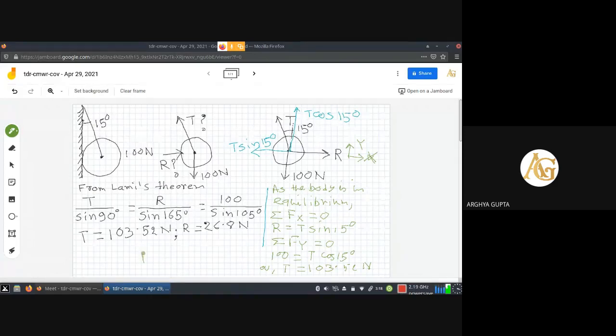So R is equal to this multiplied by sine 15, 26.7, approximately 26.8. So answers are coming out the same for both the two cases. Okay. So these are the two ways how that problem can be solved. Okay, this is one example. I am taking another example also for you. In the book, there are numerous, several examples available. You please do them later.